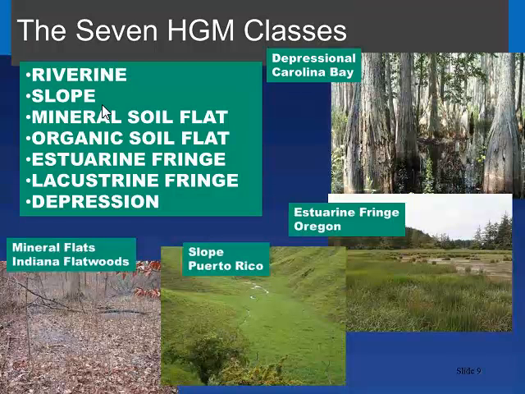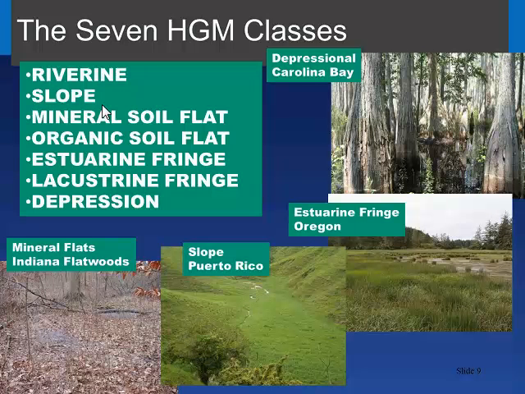The 7 broad HGM classes are riverine, slope, the flats, which include mineral and organic soil flats, fringe wetlands along lake shores or the ocean coast, lacustrine and estuarine, and finally depressional. And again, these are broad classes which really don't do us a lot of good by themselves.